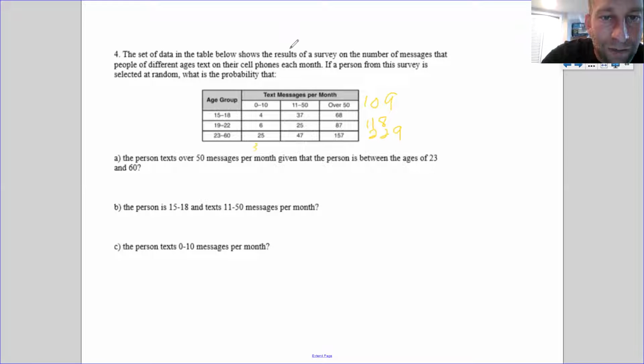4 and 6 and 25 is 35. That's a little too ugly for me. Let's try that again. 37, 25, 47 is 109. And then 68, 87, 157 is 312. To get my total, I can either add up those or add up those. They should add up to the same thing. You can do it both ways to make sure. And I got 456.